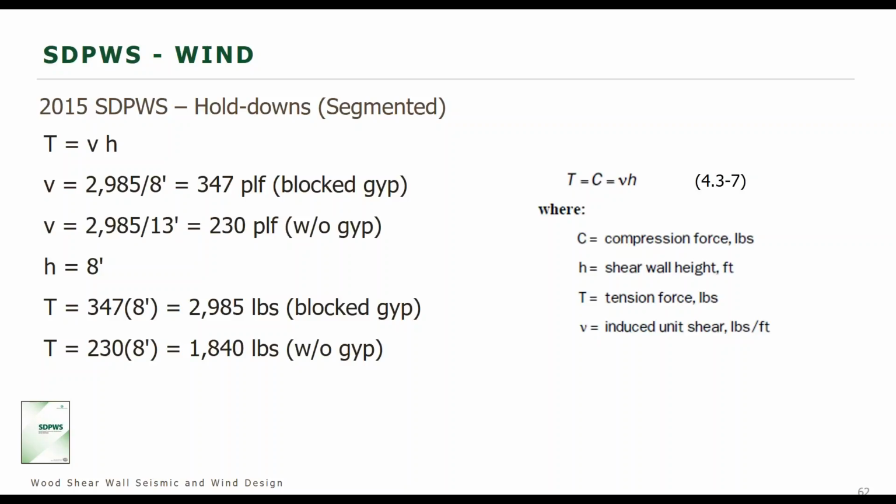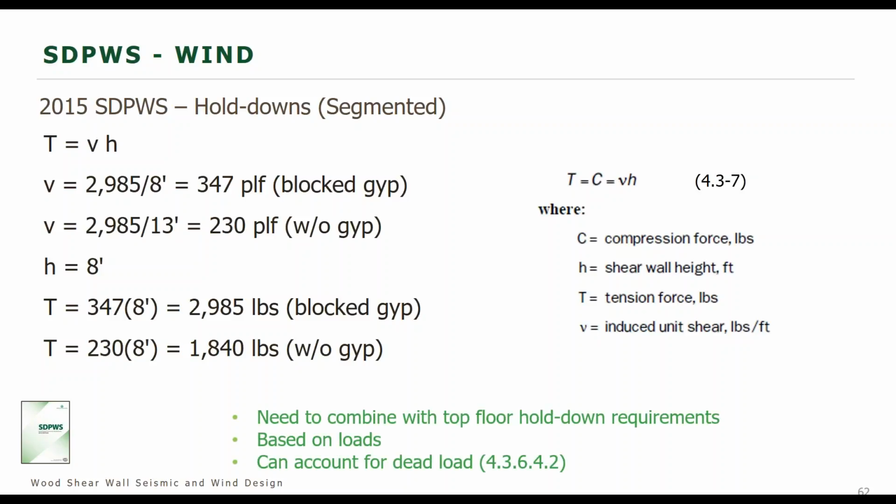Now, for our hold down capacities in SPIDWS, these are a little bit different than in the WFCM. We talked about how in the WFCM, the hold downs are based on the capacity of that first shear wall segment. With SPIDWS, we're actually going to base the hold down capacity on the induced unit shear. So it's based on the actual load. SPIDWS also has provisions in 4.3.6.4.2 to account for dead load offset.